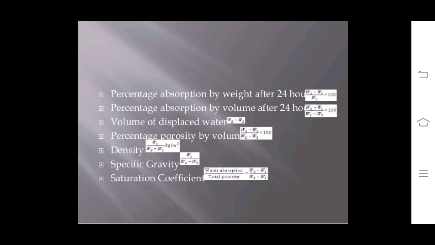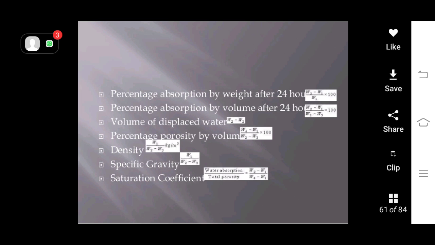The density of stone can be calculated by W1 upon (W2 minus W3) kg per meter cube. Specific gravity can be calculated by the formula W1 upon (W2 minus W3), and the saturation coefficient can be calculated by the formula water absorption divided by total porosity, that is (W2 minus W1) upon (W4 minus W1).